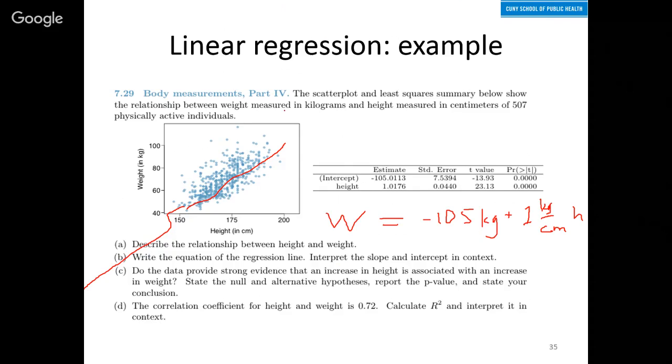The correlation here is 0.72. Calculate r squared. It's going to be 0.72 squared, which is around 0.5. Our interpretation would be that about half of the variation in weight can be explained by variations in height. But even for people of a fixed height, about half of the overall variation is still not explained by height.